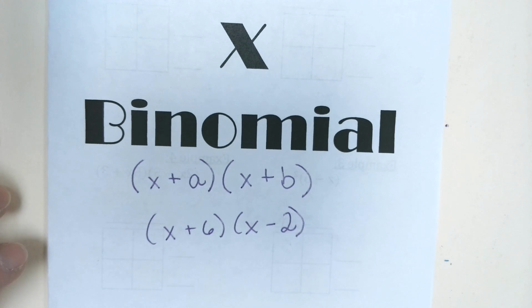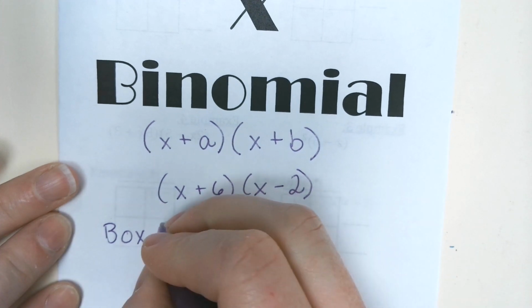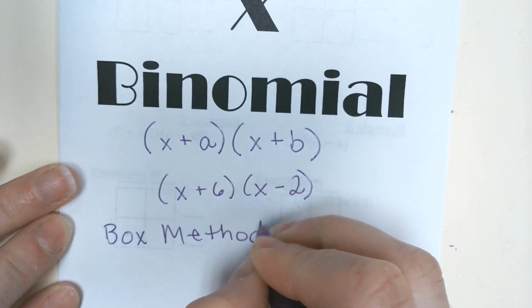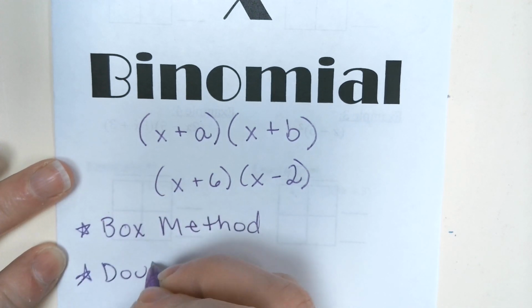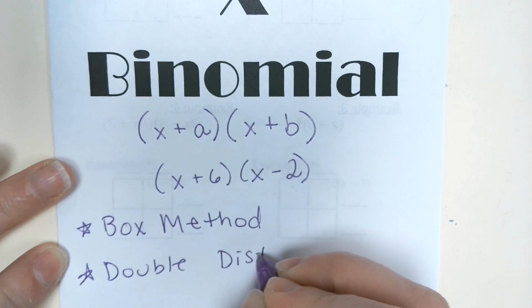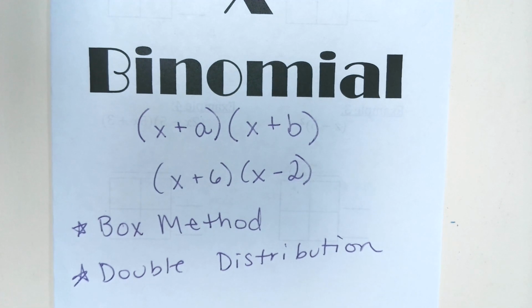And we have two different ways we are going to multiply. We're going to use the box method, and then the other method is double distribution. I'm not going to require you to do one way over another. You get to decide which way makes sense to you, which way is easier for you. But I am going to show you both ways and have you do both ways in your notes. Then when we do the problems together, you get to decide which method you want to do.